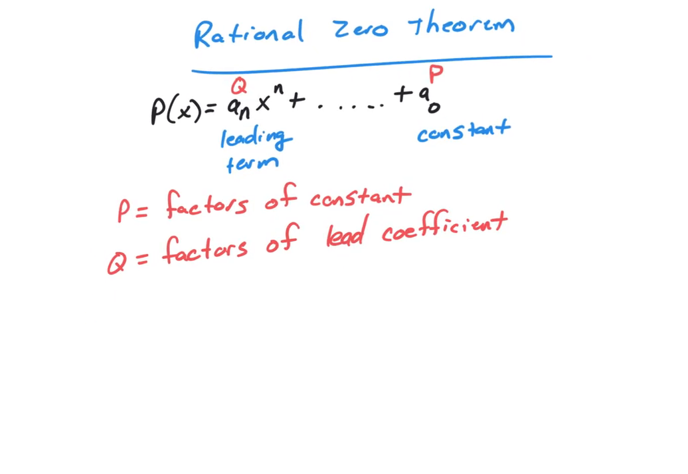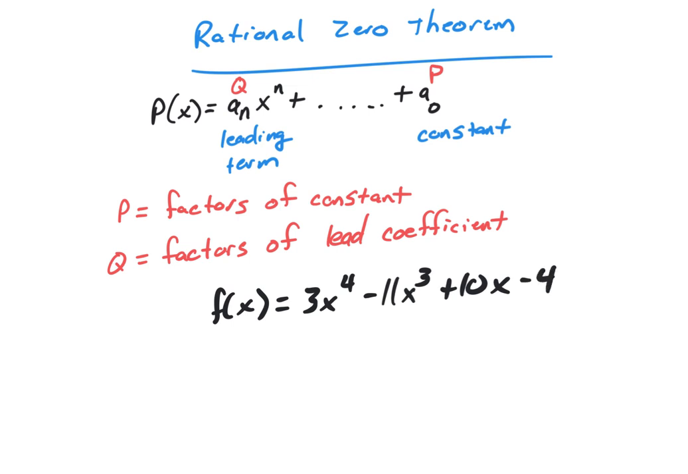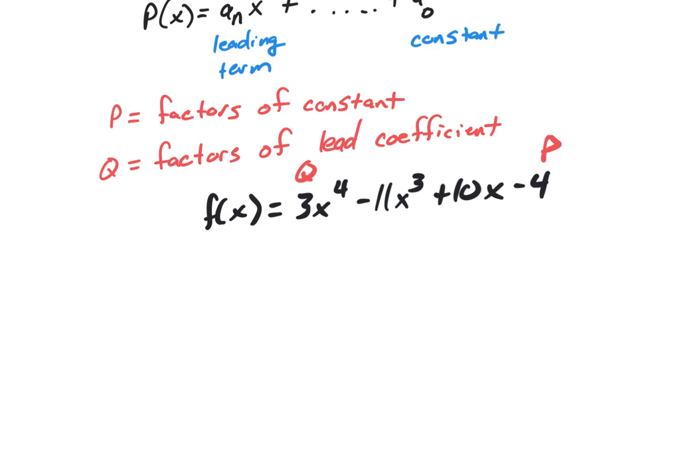So as we look at this, I'm going to give you an example of a polynomial. This is my p-value. This is my q-value. I don't care about this stuff in the middle. The 11 and the 10, we don't use that at all. All I care about is the last term is my p-value, the first is my q-value.